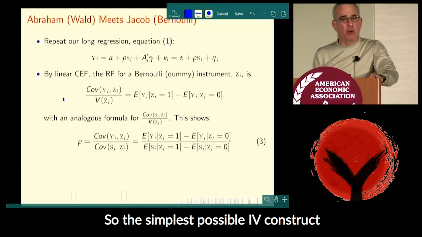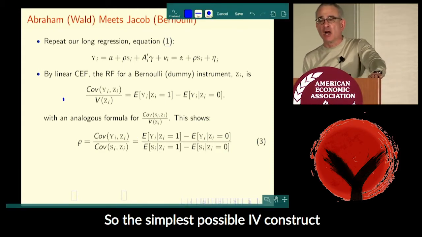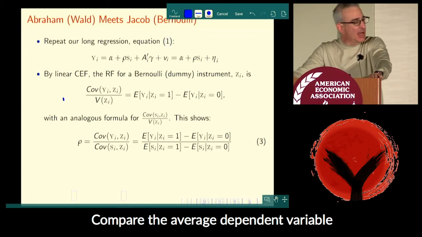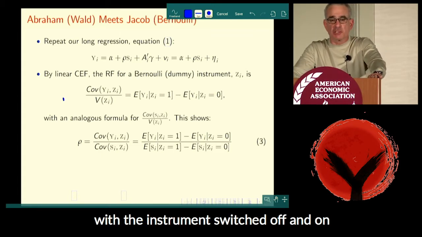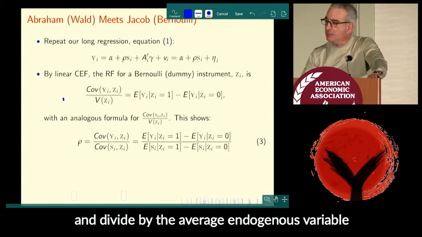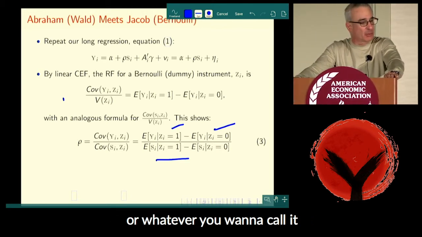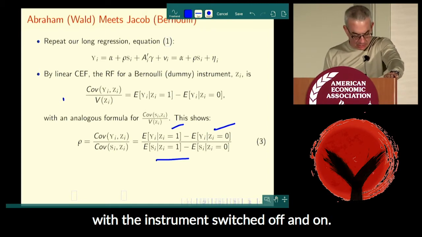So the simplest possible IV construct is really just 4 numbers. Compare the average dependent variable with the instrument switched off and on, and divide by the average endogenous variable, or the average treatment variable, or whatever you want to call it, with the instrument switched off and on.